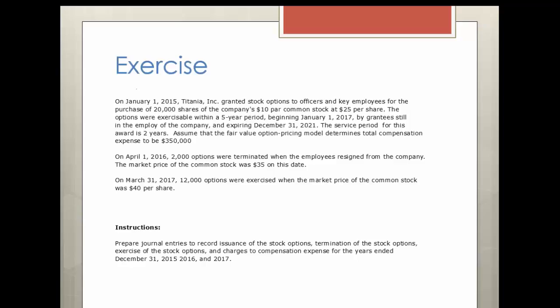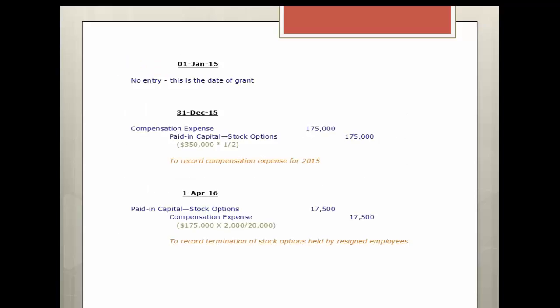So what we have is in 2016, 2,000 options were terminated when the employee resigned. The market price of the common stock was $35. And then on March 31st, 2017, 12,000 options were exercised when the market price of the common share was $40 per share. So let's look at these journal entries. This is an option that creates value over a 2-year period. And again, it's $350,000 divided by 2, $175,000 for each year. Compensation expense debit. The credit is paid-in capital stock option.